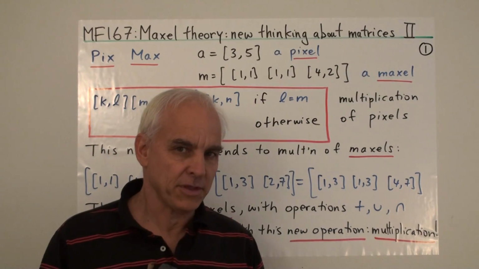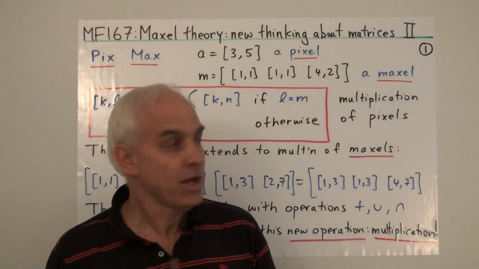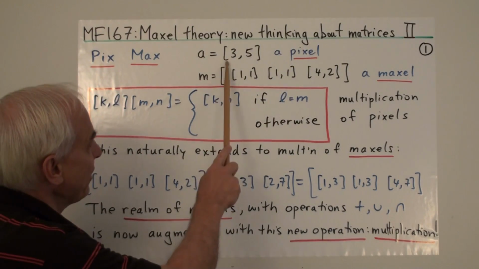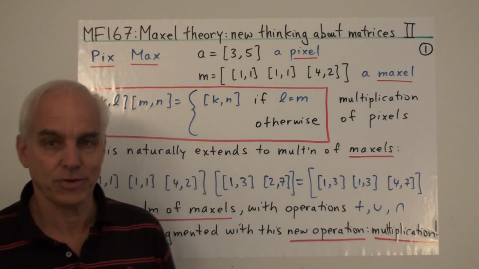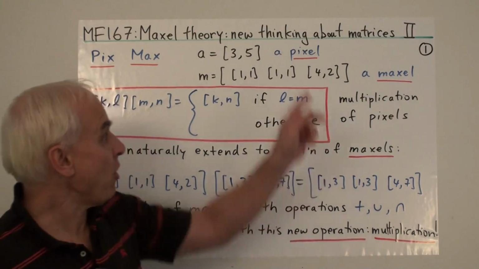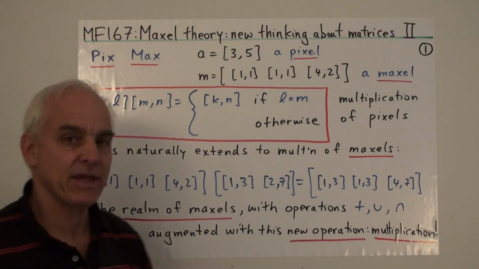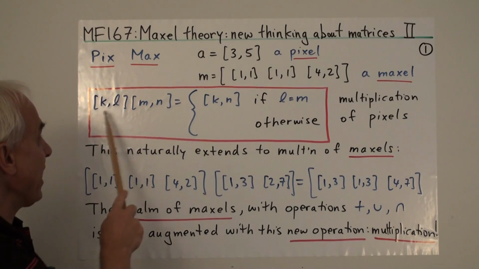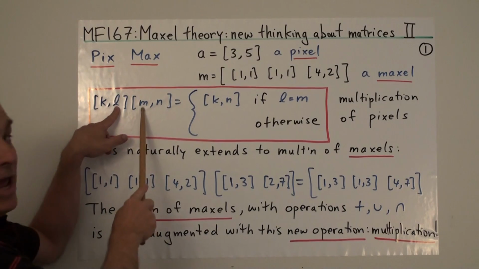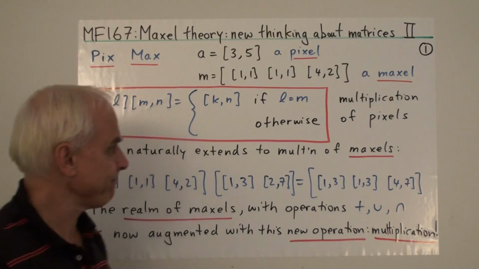Today we're going to carry on with this new framework for linear algebra and matrix algebra. So we've been talking about pixels and maxels. A pixel is something like this. It's a list of two natural numbers. And a maxel is something like this. It's a multiset of pixels. And last time we introduced the multiplication of pixels. That KL times MN is the pixel KN, provided that L equals M, and is otherwise empty or blank.